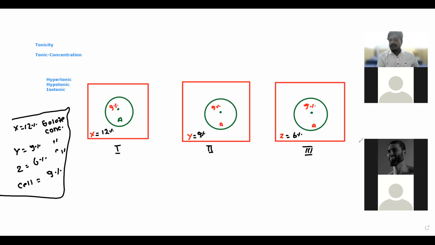Okay, now I will discuss. In the first situation, what is happening? The solute concentration of X is higher than the solute concentration of the cytoplasm. So what we can say from this situation, and this is very important, is that solution X is hypertonic.